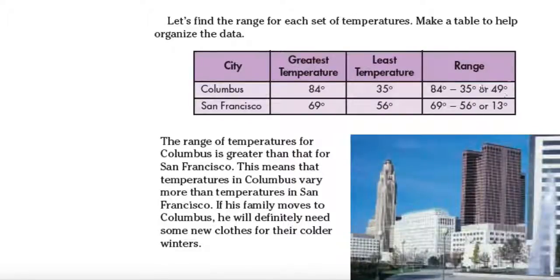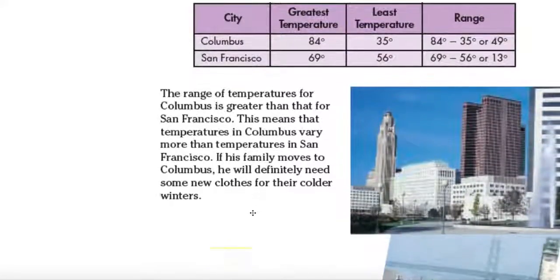Okay, so if you have a large range, in this case a large data spread, in Columbus it's 49 degrees. In San Francisco, it's 13 degrees. This simply means that the data with a larger spread will vary more. If your data has a greater range, it will vary more than data with a lot less range. So if his family moves to Columbus, he will definitely need some new clothes for colder winters.